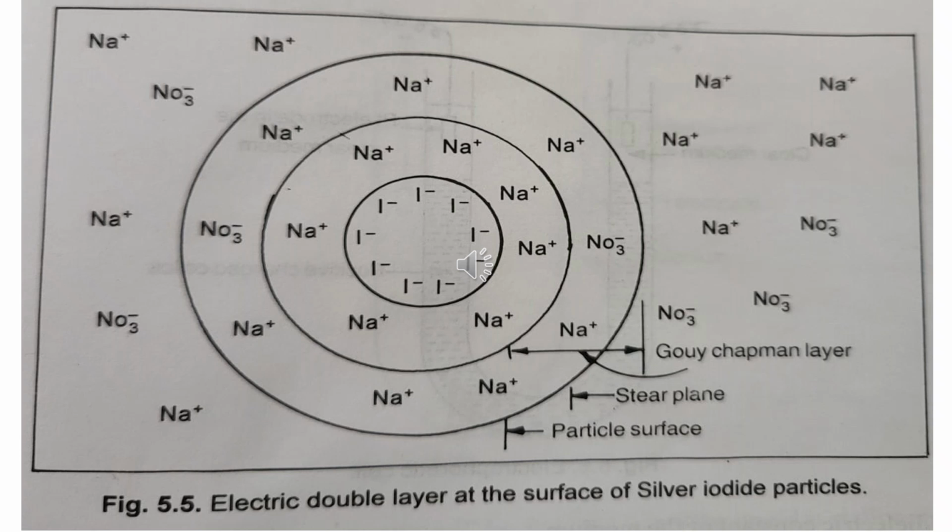The point to the center says that the center is the negatively charged particle, that is the I minus ion. The intermediate layer, the tightly bound counter ions, is called the Stern layer, that is the Na+ ions. And the diffuse layer is where the ions are more loosely distributed. That layer is called the diffuse layer or Gouy-Chapman layer.